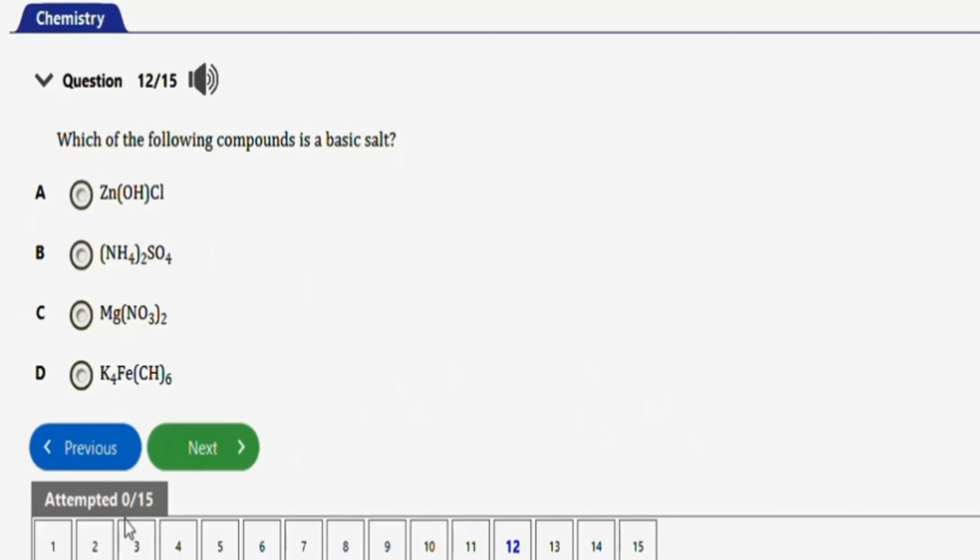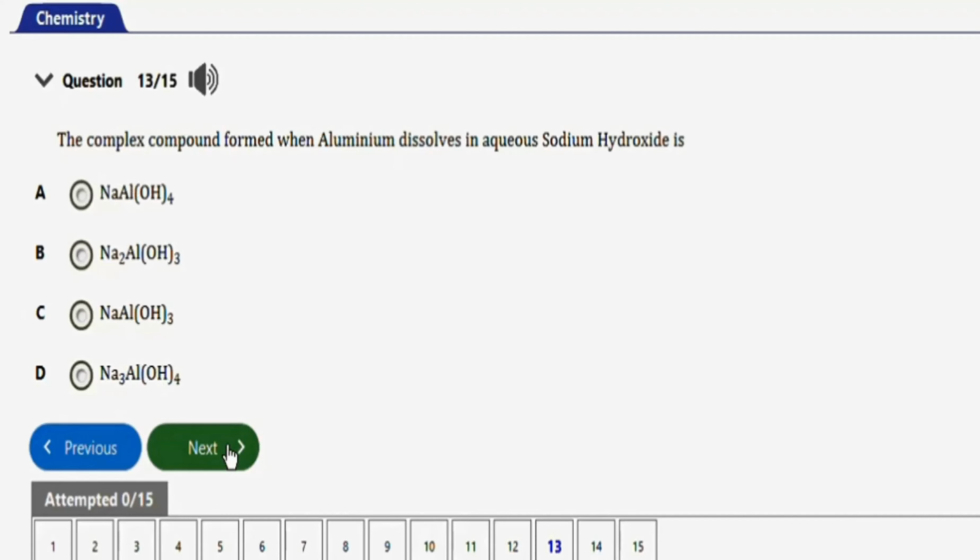Alright, the next question will be this one. They say the complex compound formed when aluminum dissolves in aqueous sodium hydroxide will be. So when you express this in a chemical equation, I'm going to get this option A. So remember, this is a repeated question. I've seen this question before, so the right option is option A.